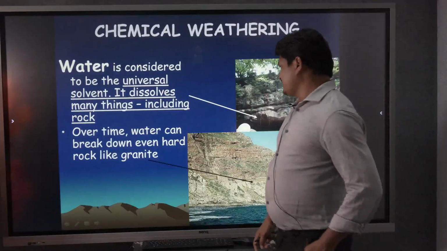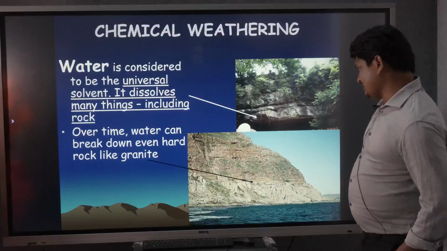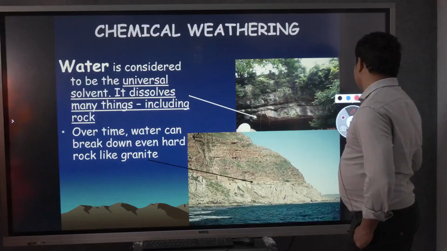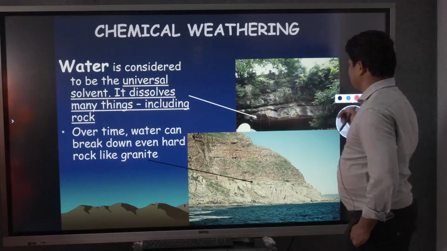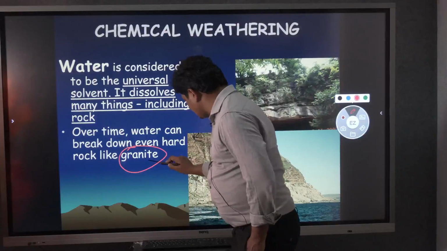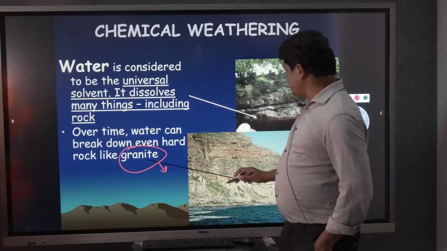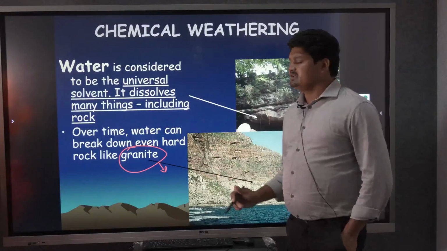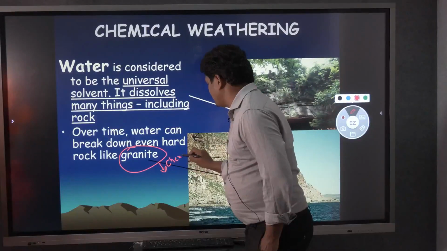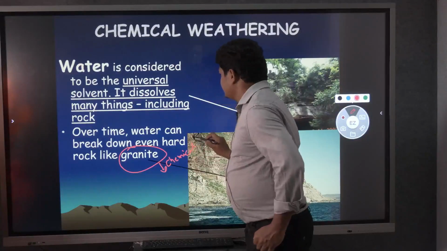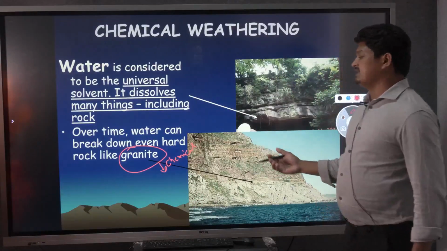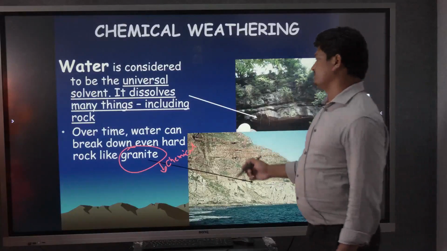Over time, water can break down even hard rock like granite. So for example, in geological terminology, granite is a very hard rock. In that hard rock also, weathering will occur. The water will be stored over a particular period of time. It may cause chemical weathering. It will change their compounds. So water is the main agent of chemical weathering. It will have an impact of chemical weathering.